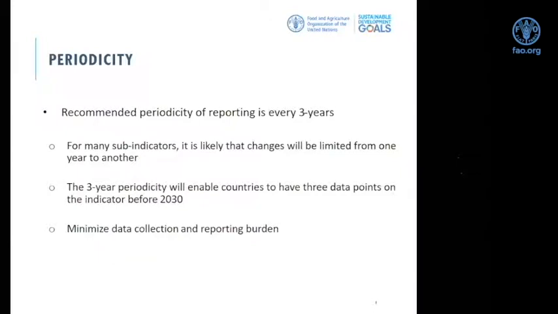So a 3-year data collection and reporting cycle will enable countries to have at least 3 data points on the indicator before 2030 to establish a trend and assess their performance over time and across countries. And of course, it will reduce the data collection and reporting burden on the countries.